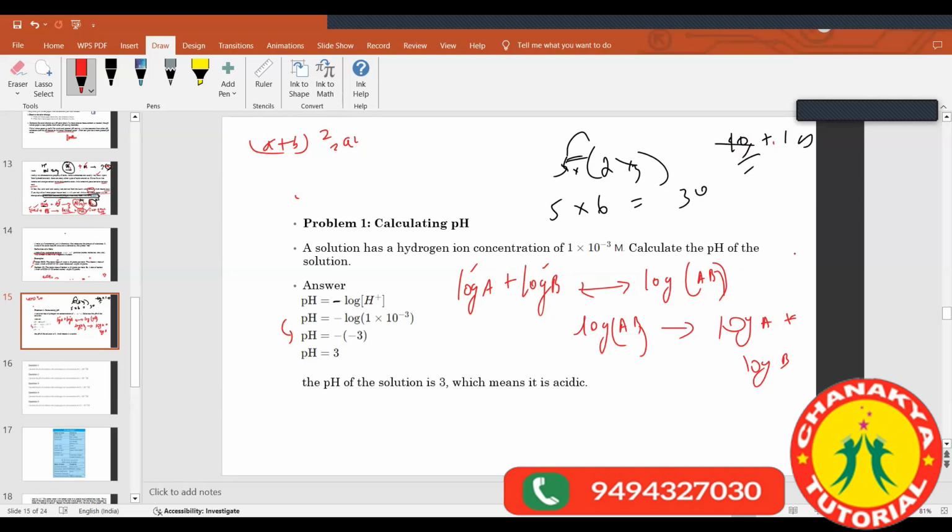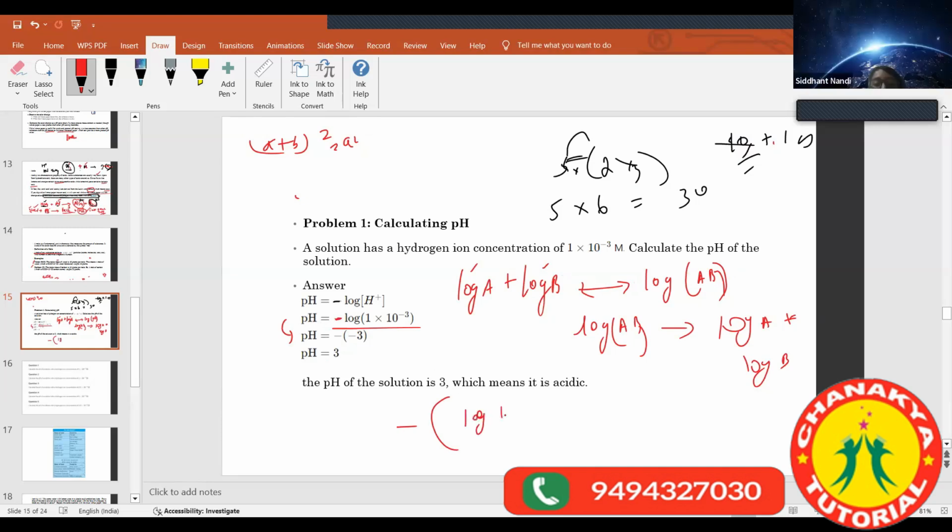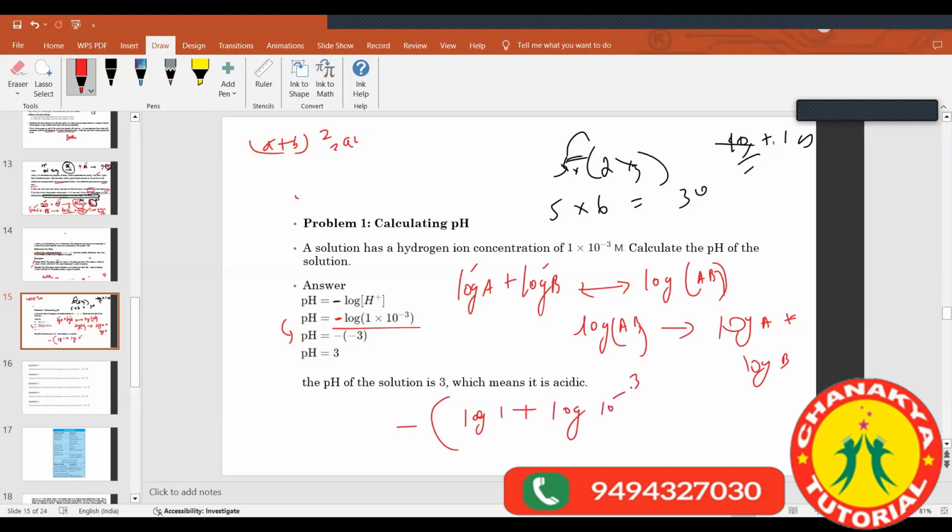Everyone? Yes, ma'am. With this formula, I can write this as, you just keep the minus outside. Don't bother about the minus for now, let the minus be outside only. Now, log of 1, I can write like this: log of 1 plus log of 10 power minus 3. Can I write? Yes, ma'am.